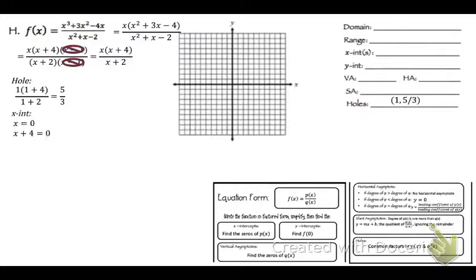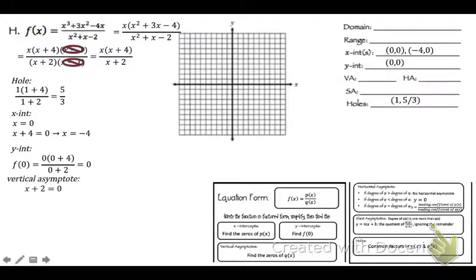Okay, now let's go through and find the x-intercepts. We have x equals 0 and x plus 4 equals 0, so x equals negative 4. That's (0, 0) and (negative 4, 0). Now my y-intercept, plug 0 in, and you just get 0, so the y-intercept is also (0, 0). Vertical asymptote, you have x plus 2 equals 0, so x equals negative 2. There's that vertical asymptote. Horizontal asymptote, the degree on top is greater than the degree on bottom, so there's none.